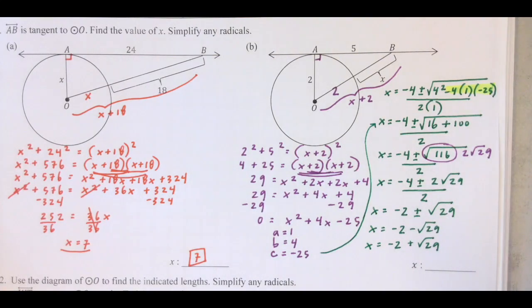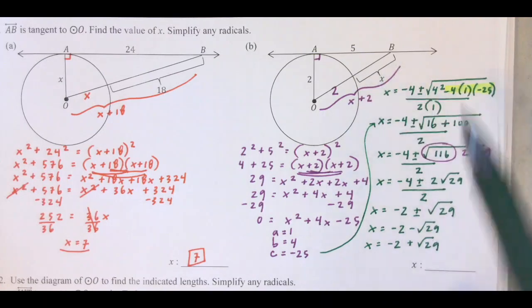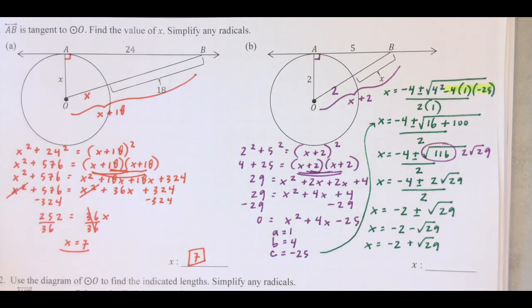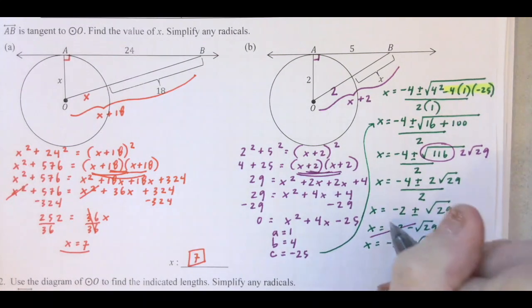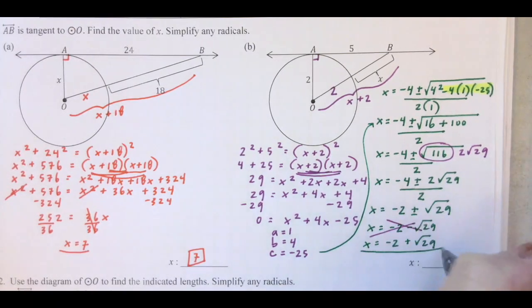Now, x has to be something that's positive, right? I can't have something negative right here, and this right here would produce something negative. So that one is out. That cannot be my solution. I need the solution that produces something that would be positive overall, and that would be this second choice of negative 2 plus root 29.